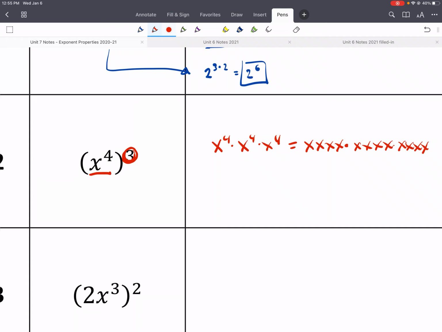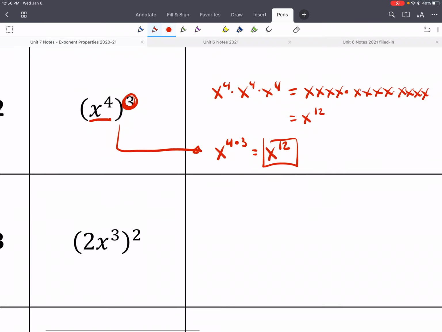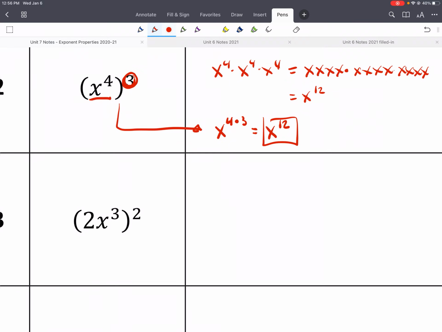Okay, add those all up, you end up getting x to the 12th. Or, maybe easier, would just go x to the 4 times 3, which gives us x to the 12th. All right. If we were to expand this, we're going to multiply the base by itself twice. So that's 2x to the third times 2x to the third.